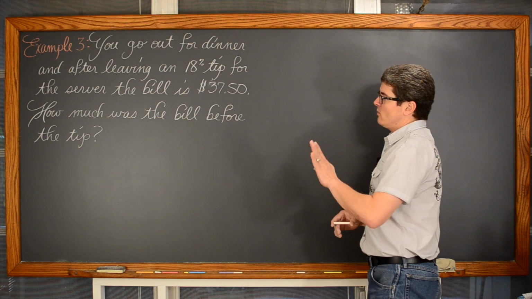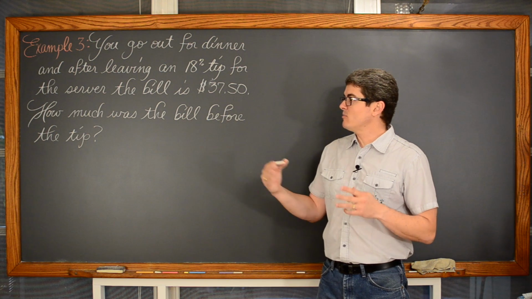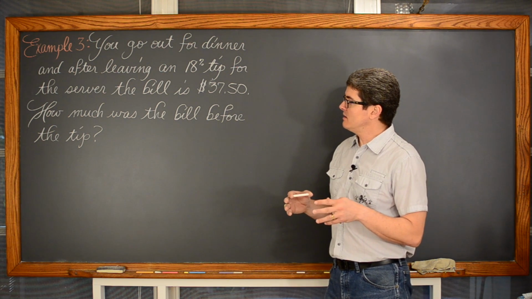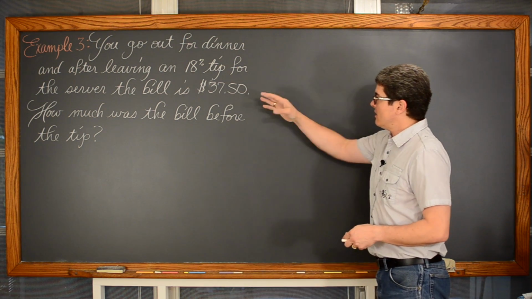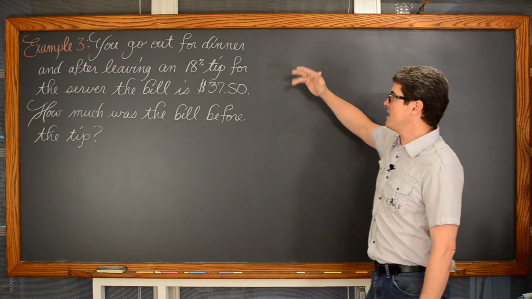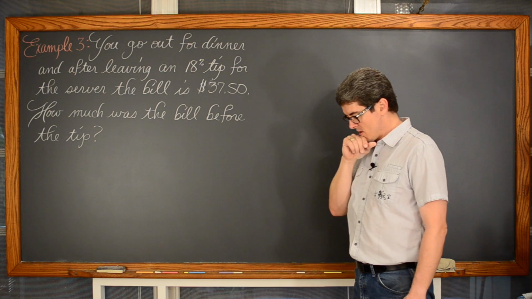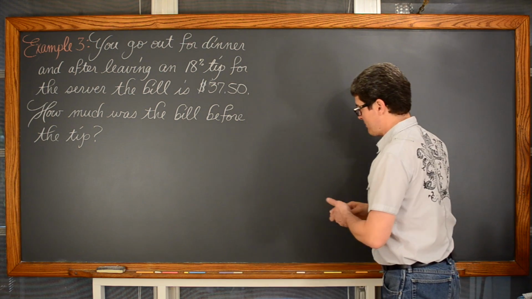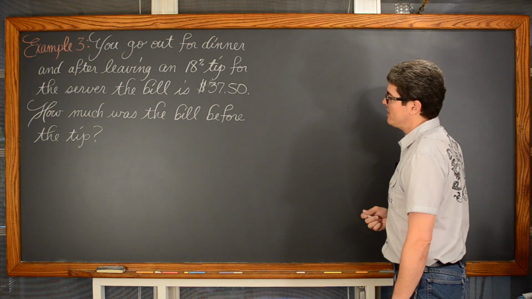Okay, so at any rate, this kind of question is a lot less common and is definitely more confusing for students to figure out at first because you don't know the original amount. Before we figure out how we could do this, could we just take 18% of $37.50 and subtract that down? No.